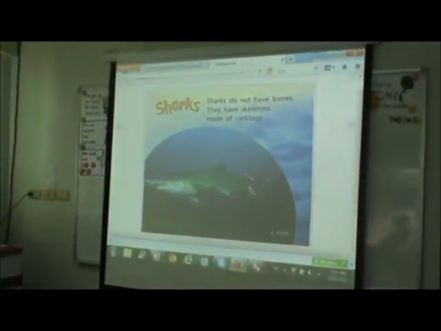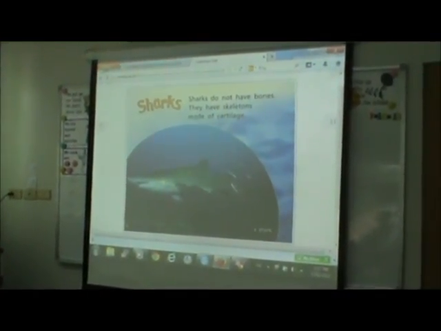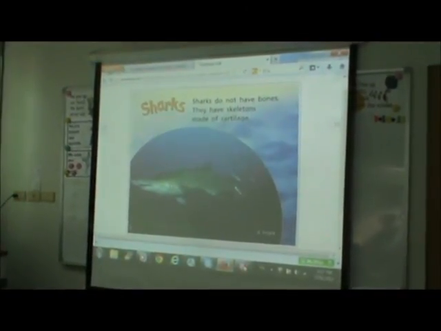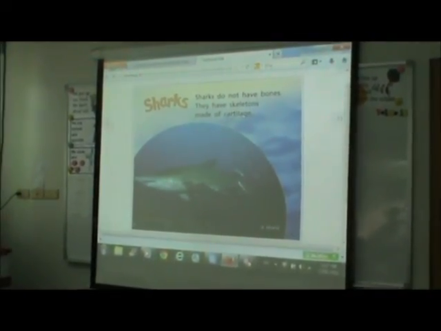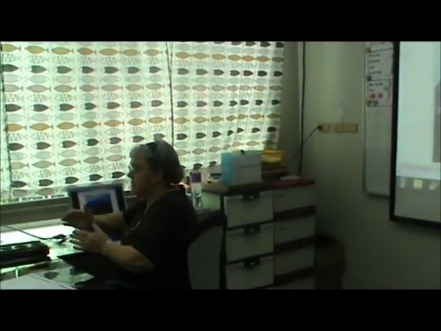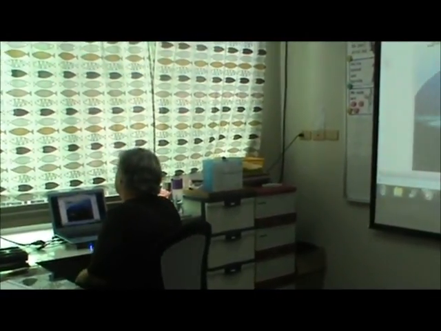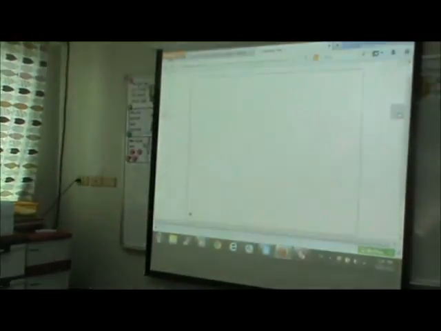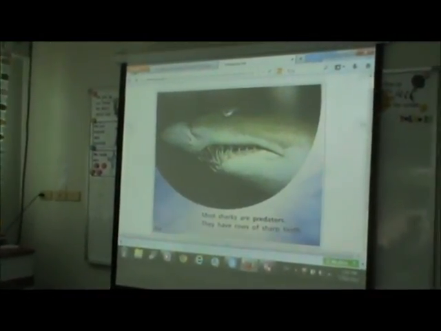Sharks do not have bone skeletons. They have cartilage, yes, because they're a big fish and they've got to move their body like this. So they can't have a rigid bone because otherwise they just have to go straight and they can't. So it looks like bone, but it's very flexible.